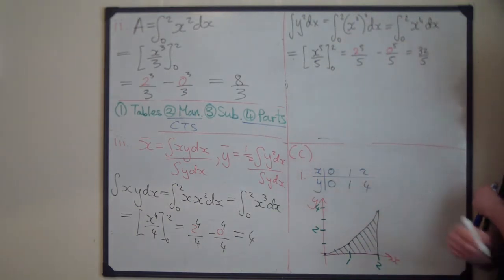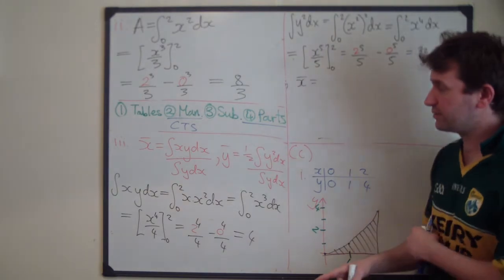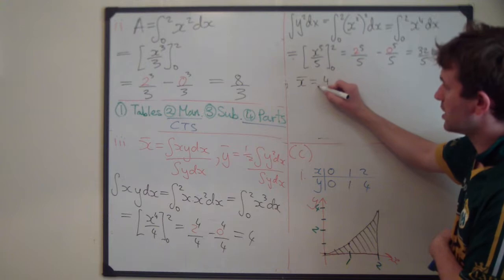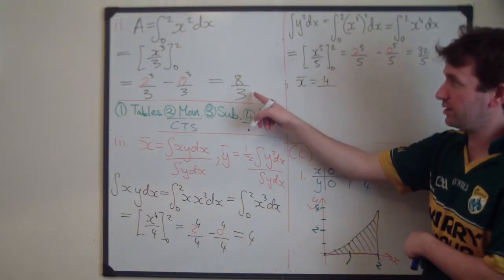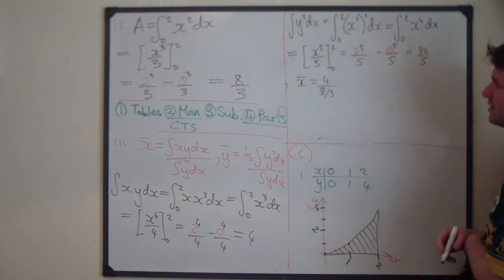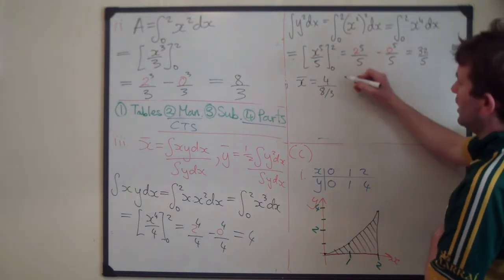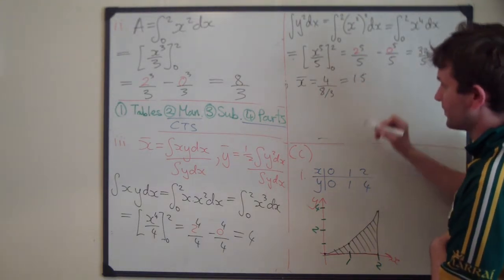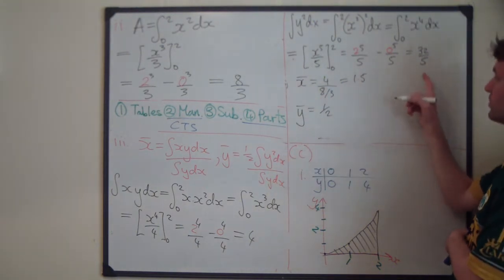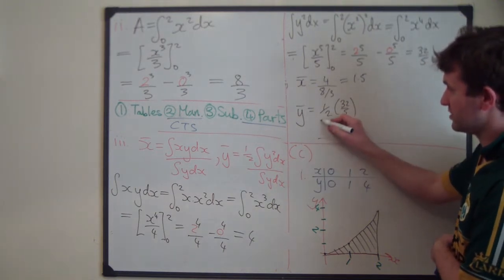Okay, and now we can use the two formulas to write down the coordinates. So x bar is equal to the integral of xy, which is 4, divided by the integral of y, which is the same as the area, 8/3. And I think that's equal to 3 over 2. Yeah, 1.5. Okay, and y bar is half the integral of y squared, which is 32 over 5, over the integral of y, which is still 8/3.